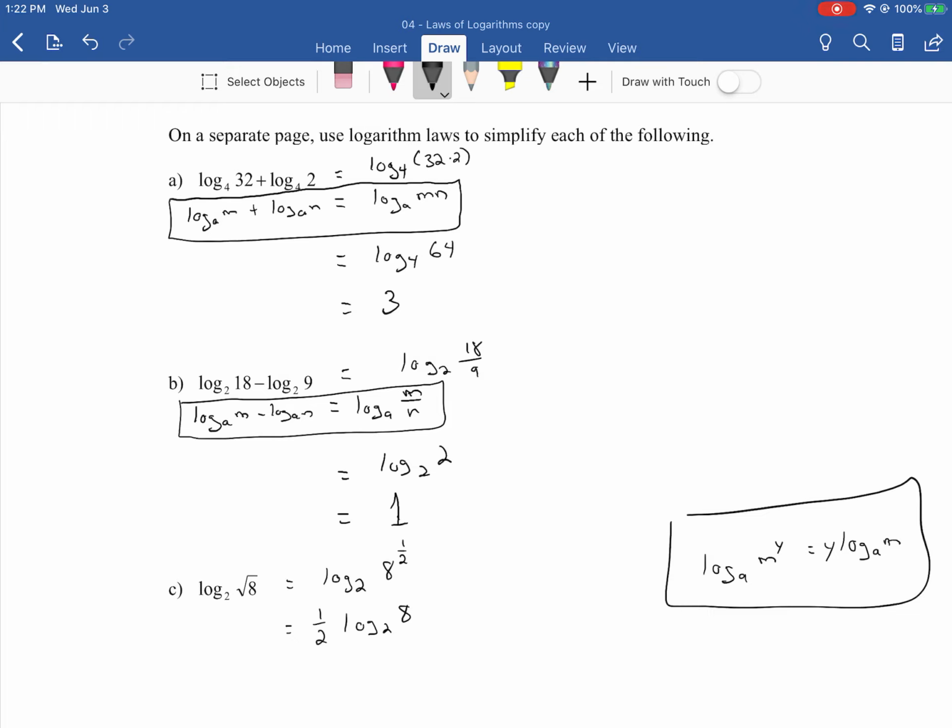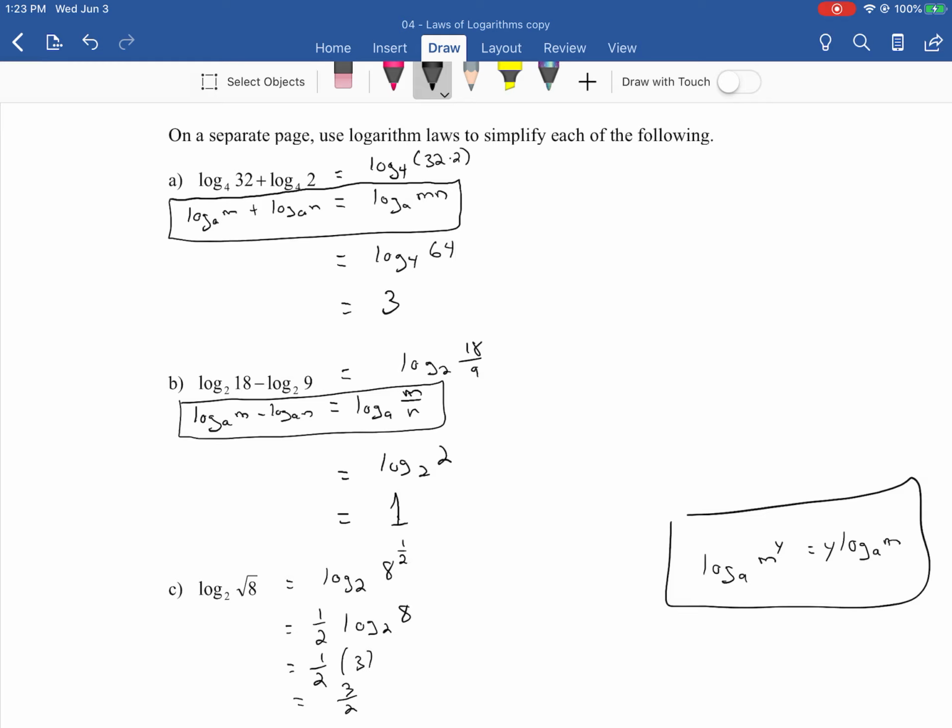This is such a great move in logs, and you have the ability to do this with this third log law, is the ability to take square roots or exponents and just move them out front and not have to worry so much about them. And then what I get is 1/2 log base 2 of 8, which has now become a friendly log. What exponent do you put on 2 to get 8? Well, that's a 3. And then we need 1/2 times 3, which is 3/2.